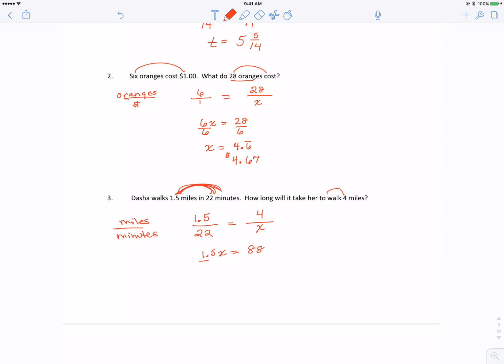I'm going to divide both sides by 1.5, and you get 58.6 repeating. As a fraction, it would be 58 2/3. Or 58.6 repeating. Make sure you put the repeating and don't just assume rounding unless it's money or unless you're told what to round to.